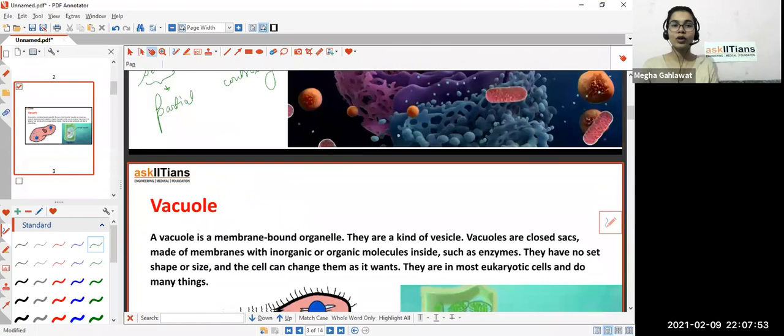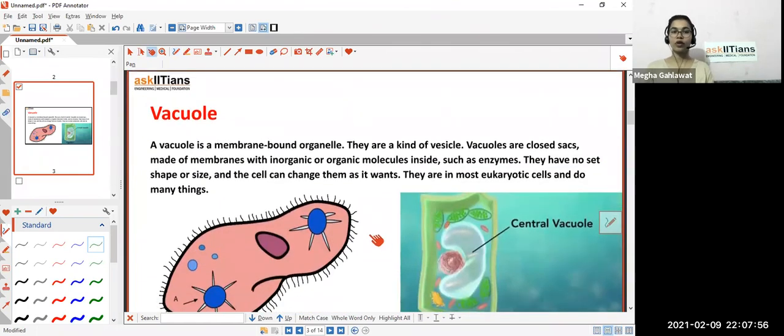Now, moving forward, we'll be learning about the vacuoles first of all. If you remember correctly, I did tell you about the vacuoles when we were discussing the several differences between the animal and the plant cell. Vacuoles basically are the organelles which are present in the center in the plant cell, and they require a huge space of the cell, right?